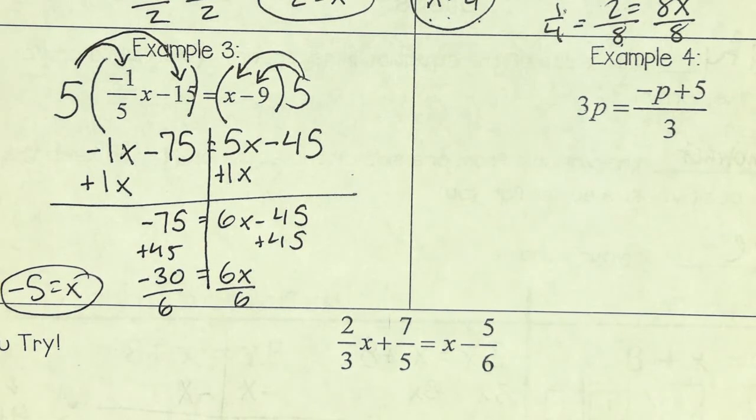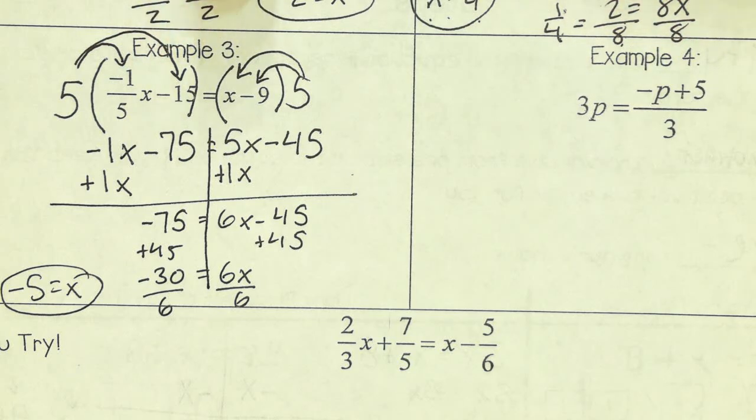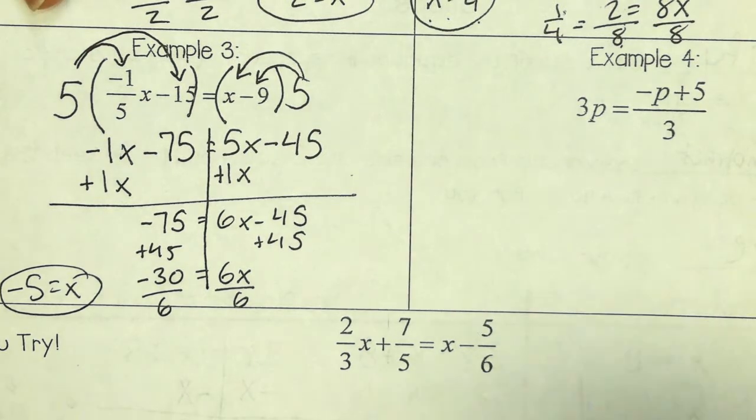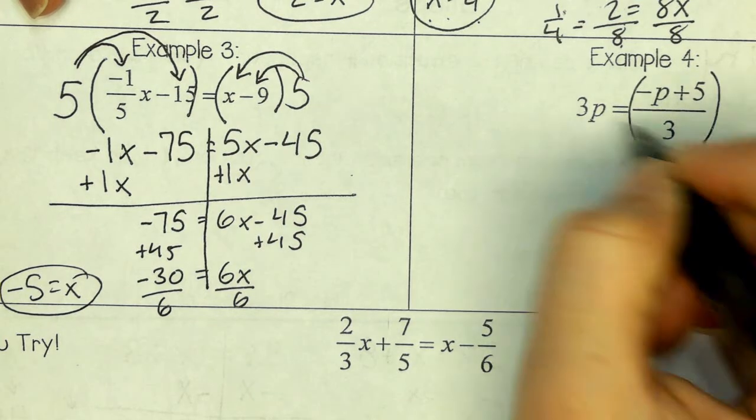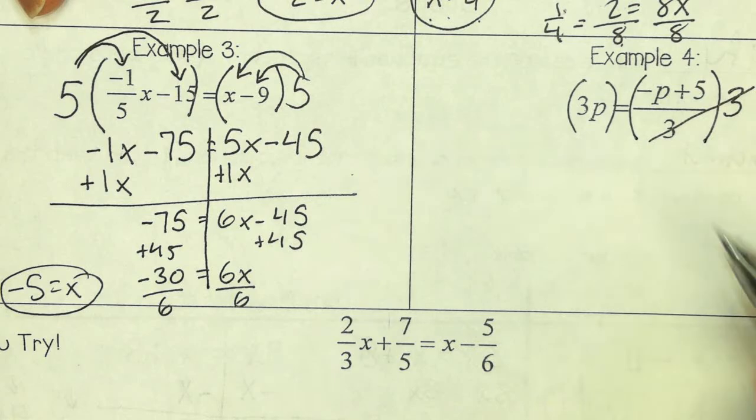All right, what should I do first on example 4? Christian, what do you think I should do first? You can take a guess. Good. We want to multiply both sides by 3 to get rid of this denominator.